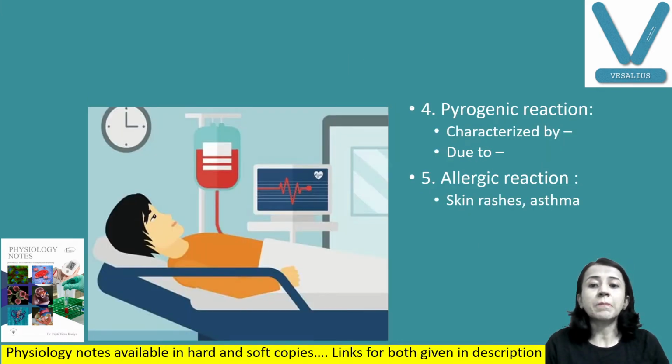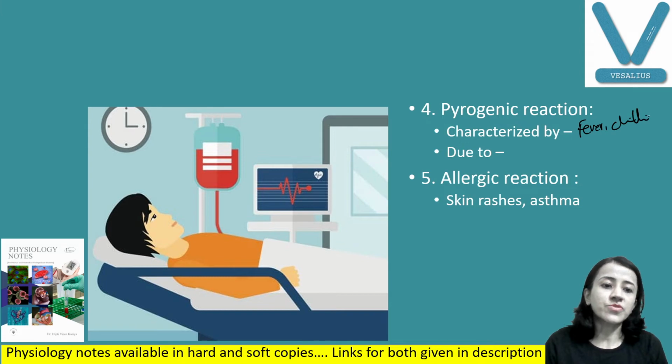Another reaction is the pyrogenic reaction. Pyrogenic reaction means the person is having fever and chills. What is the cause of this fever and chills? Because of certain antibodies which are produced against WBCs, leukocytes and platelets. And they destroy these WBCs and platelets, and they are responsible for this pyrogenic reaction.